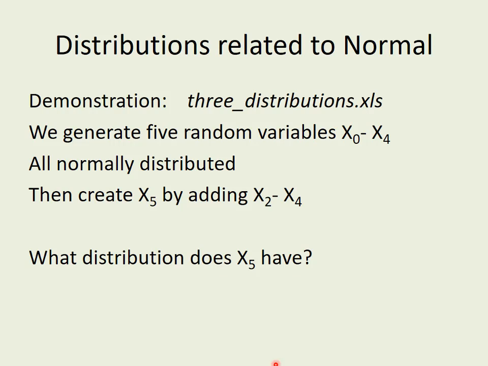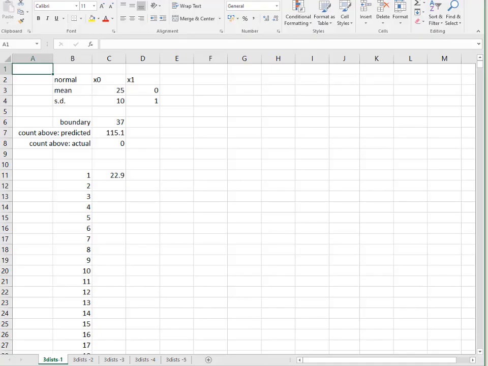And for this you're going to need this spreadsheet, 3distributions.xls, and we're going to generate some random variables that are normally distributed. I can call those x0 to x4. Then I'm going to make another random variable by adding up the other random variables and see what distribution that has. So we need to go off to this spreadsheet. Please do have a look and try and follow this if you have the spreadsheet.